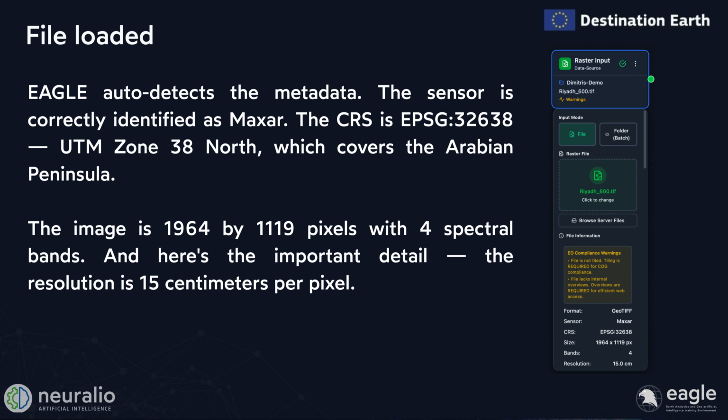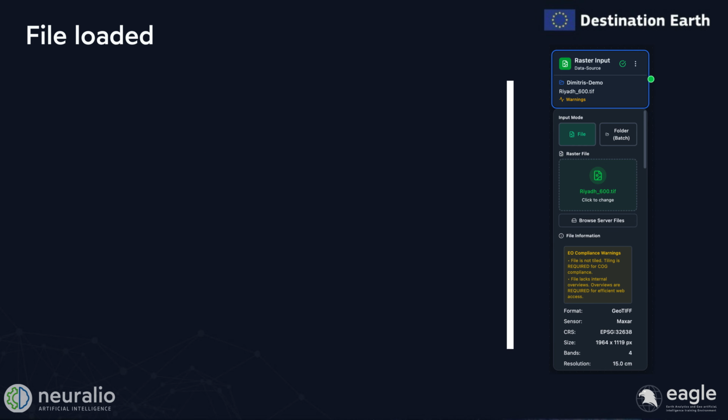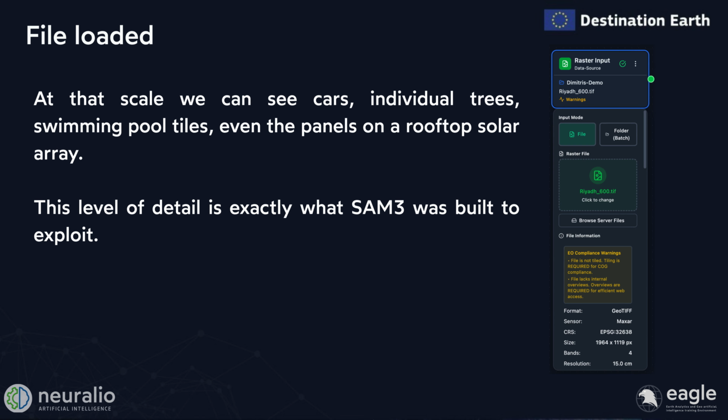The CRS is EPSG 32638, UTM Zone 38 North, which covers the Arabian Peninsula. The image is 1964 by 1119 pixels with 4 spectral bands. And here's the important detail: the resolution is 15 centimeters per pixel. At that scale we can see cars, individual trees, swimming pool tiles, even the panels on a rooftop solar array. This level of detail is exactly what SAM3 was built to exploit.